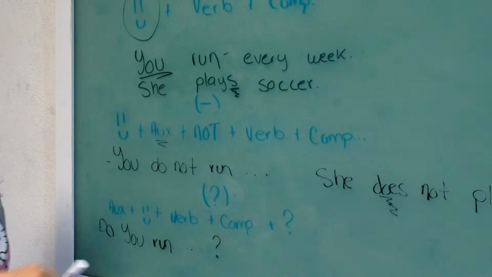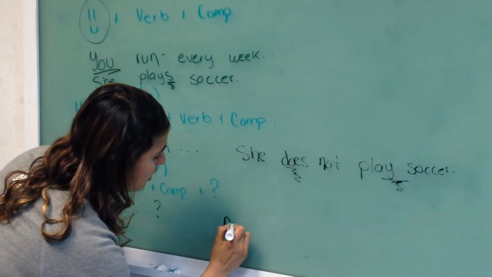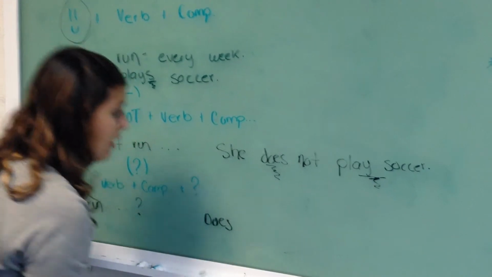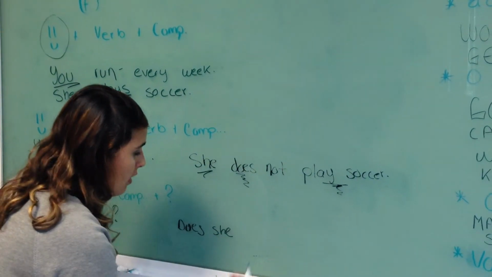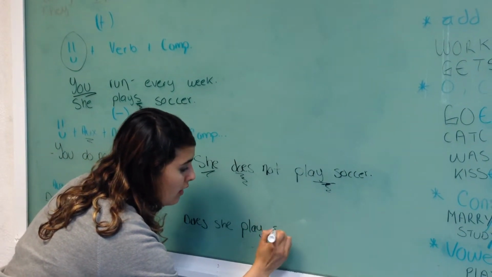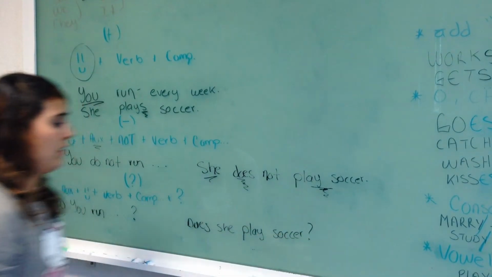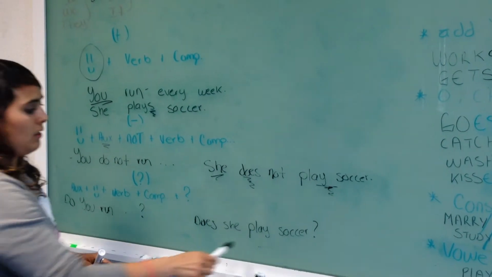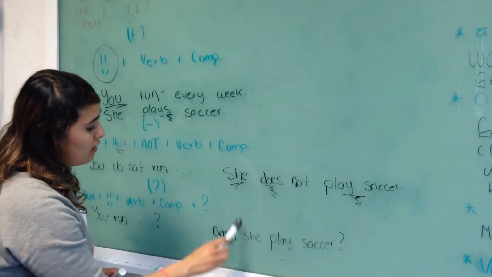In the case of the third person, you have to put the auxiliary for the third person, does, then the subject, she, the verb, play, and the complement, soccer. If you see, we don't have to use the conjugation in this case because we have the auxiliary here.